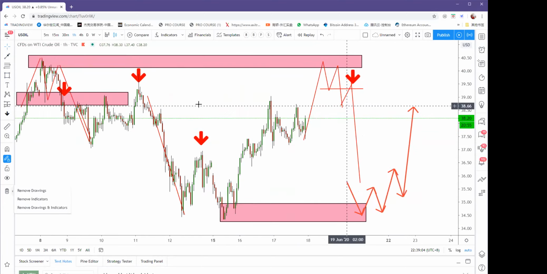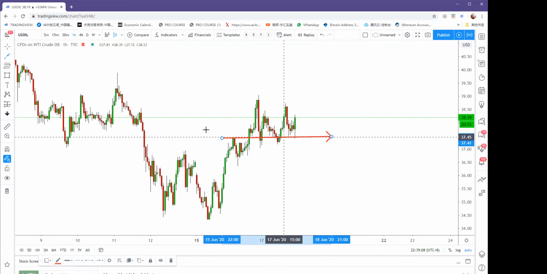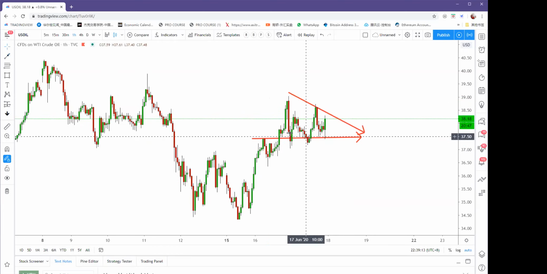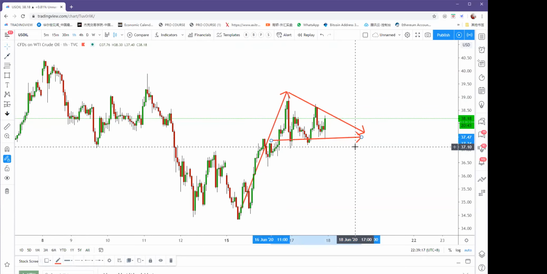So oil this week, 34 to 40, we're trying to buy the low, sell the high, and right now it actually forms this. Guys, can you tell me what this is? It's actually a bull flag.